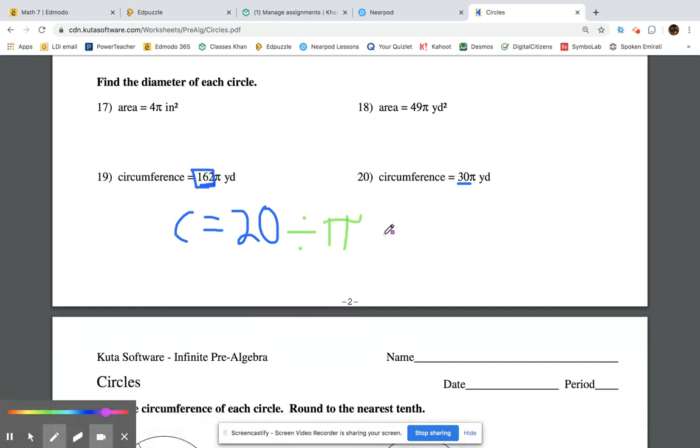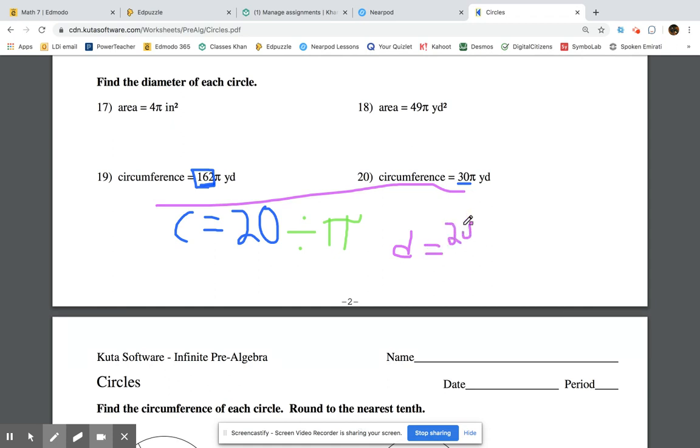So here the diameter for this example that I made right here is going to equal 20 divided by pi, or the fraction 20 over pi. And you don't worry about reducing it because you can't reduce an irrational number, and pi is irrational. All right, so now let's move on to our Nearpod. Hope you're still with me.